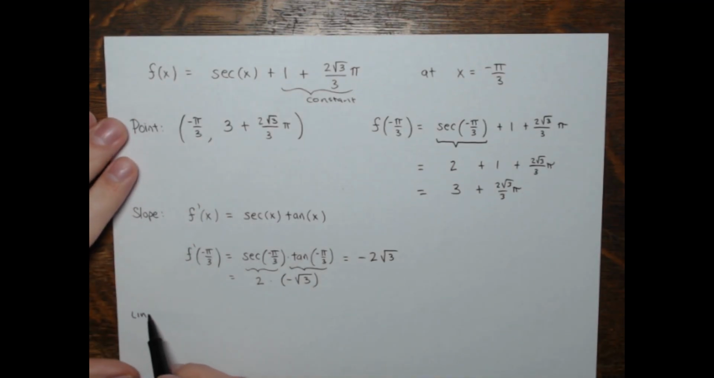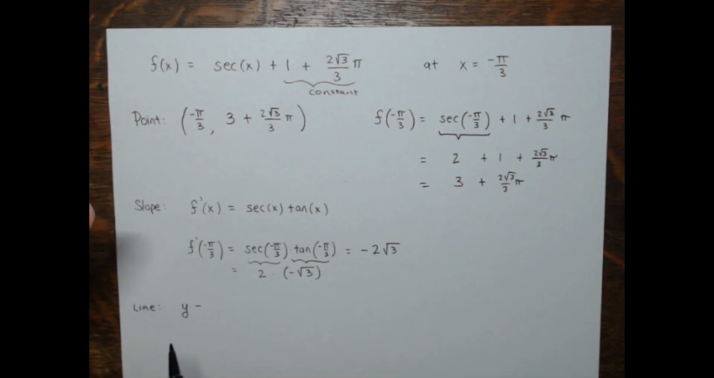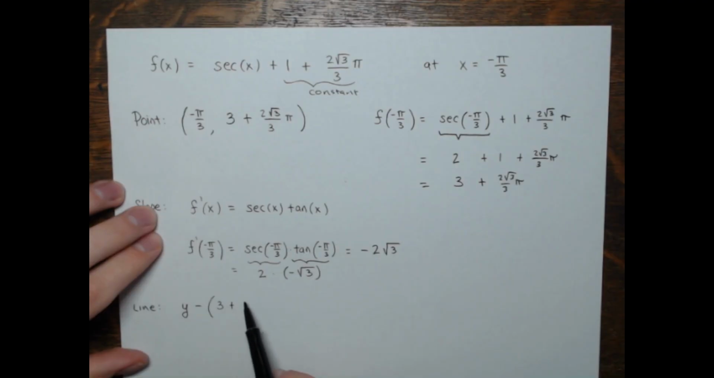Putting all this together, the equation of our line. I'll put it in point-slope form first, and then we'll go to slope-intercept form, and hopefully that will make moving that other point on the graph they have for us a lot easier. So y minus the y coordinate of my point, which was 3 plus 2 root 3 over 3 times pi.